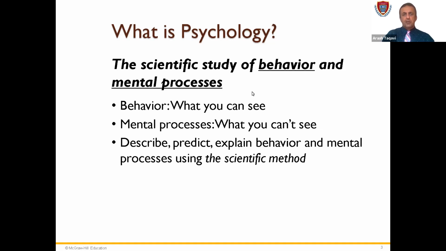Two major parts of psychology can be considered. One, behaviors. Two, mental processes. Behavior is what you can see, it is observable. Mental processes are something you cannot observe directly, but you can measure them with tools like questionnaires, or medical imaging like MRI or CT scan. You can find some facts about the mental processes that human beings experience in themselves, and describe, predict, and explain behavior and mental processes using the scientific method.